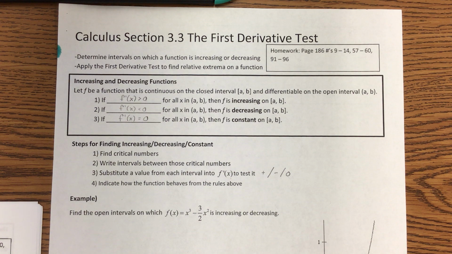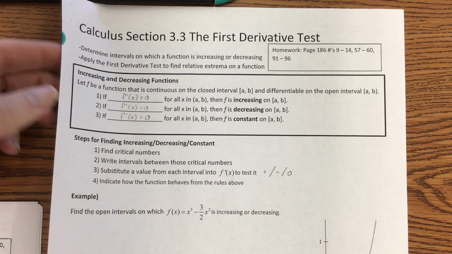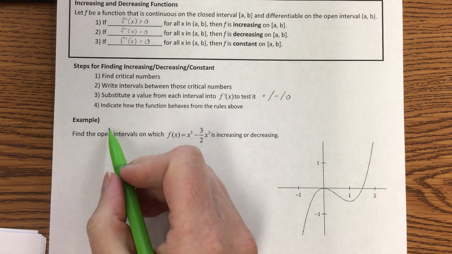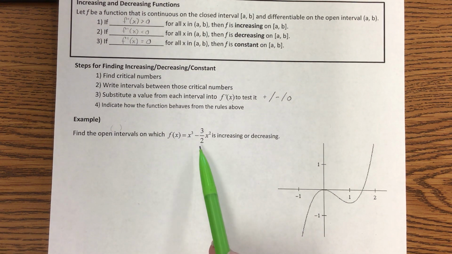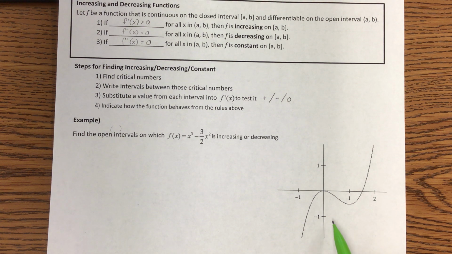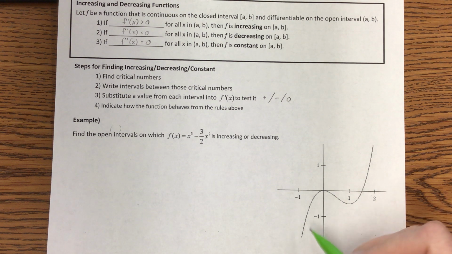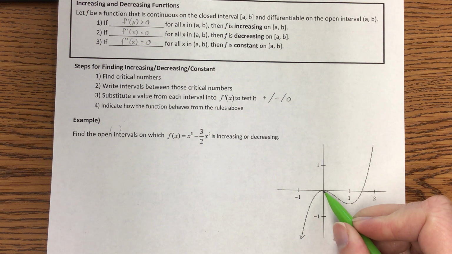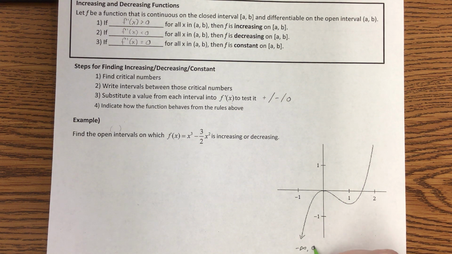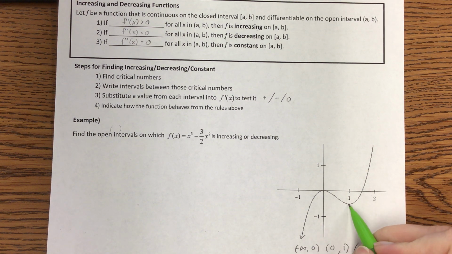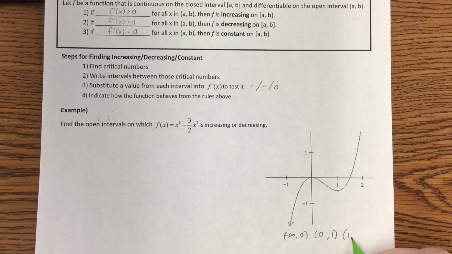So let's take a look at this example. We're going to find the open intervals, open means parentheses, on which f of x equals this cubic function is increasing or decreasing, and we do have a picture. So we should be able to see based on the picture that from negative infinity to x equals 0, our function is increasing. Then from 0 to, looks like 1, our function is decreasing. And then from 1 to infinity, our function is increasing.